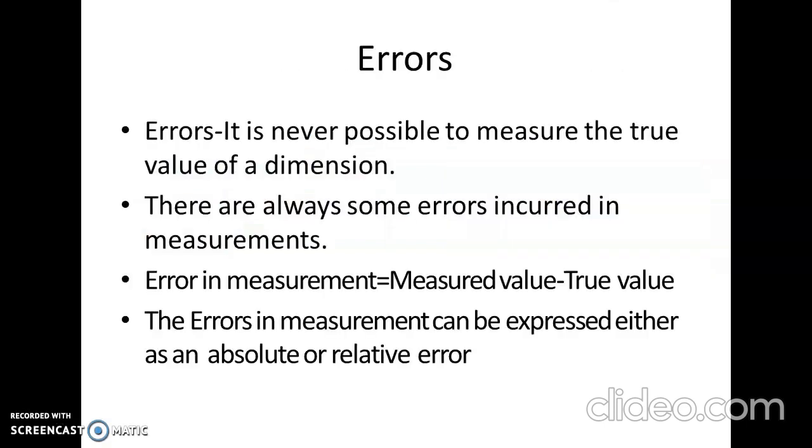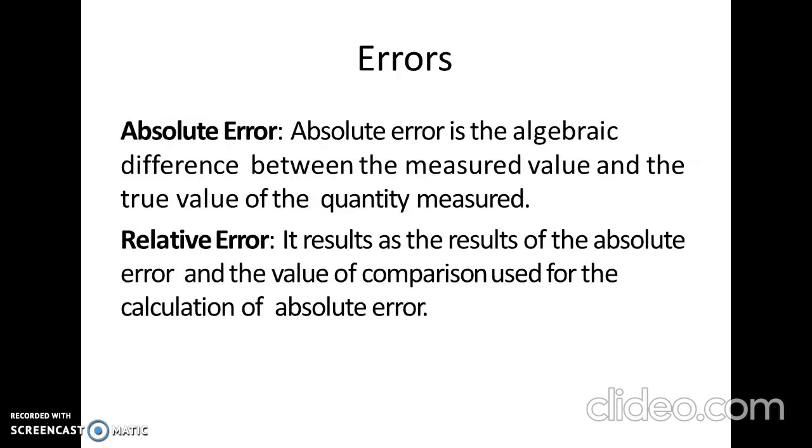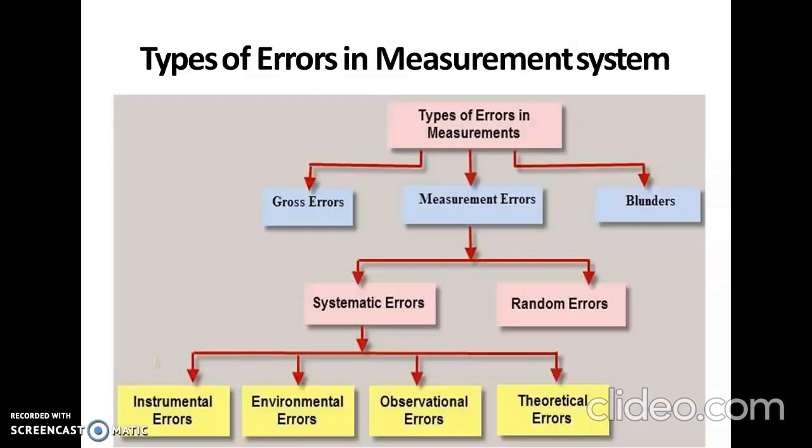What is meant by error? The error is the difference between the measured value and the true value. It is never possible to measure the true value of the dimension. There are always some errors incurred in the measurement. The errors in the measurement can be expressed either as an absolute or relative error. The absolute error is the algebraic difference between the measured value and the true value of the quantity measured. Relative error is the ratio of the absolute error and the value of comparison used for the calculation of the absolute error.